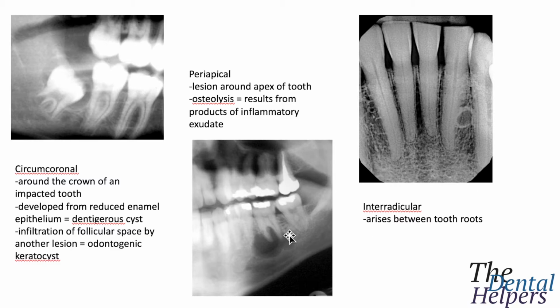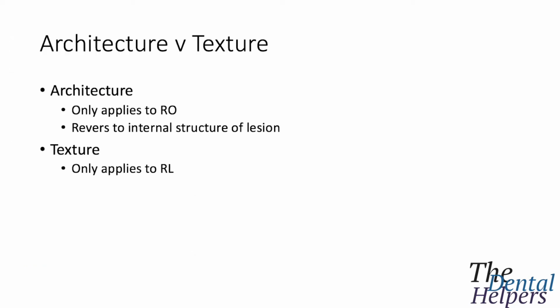And this is an osteolysis. This is going to result from inflammatory products or an inflammatory exudate. We can have an interradicular, which would mean between the roots. So we see that it's between the roots and pretty straightforward.